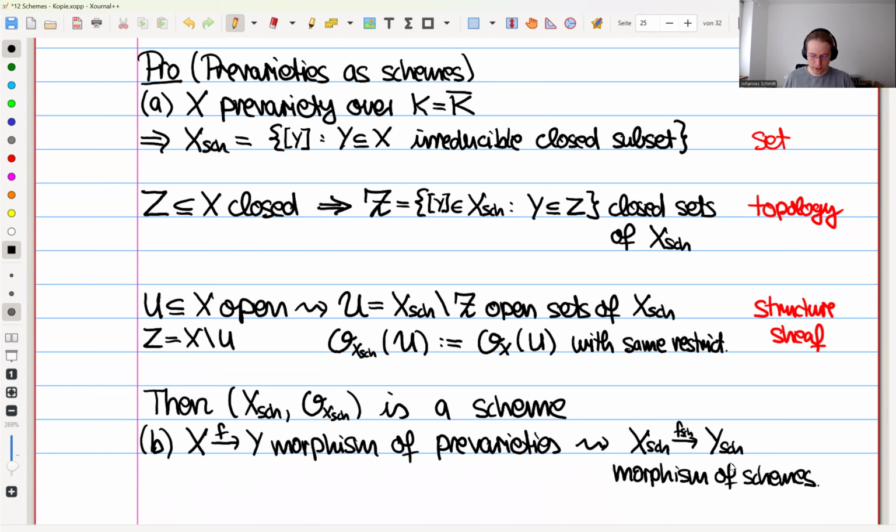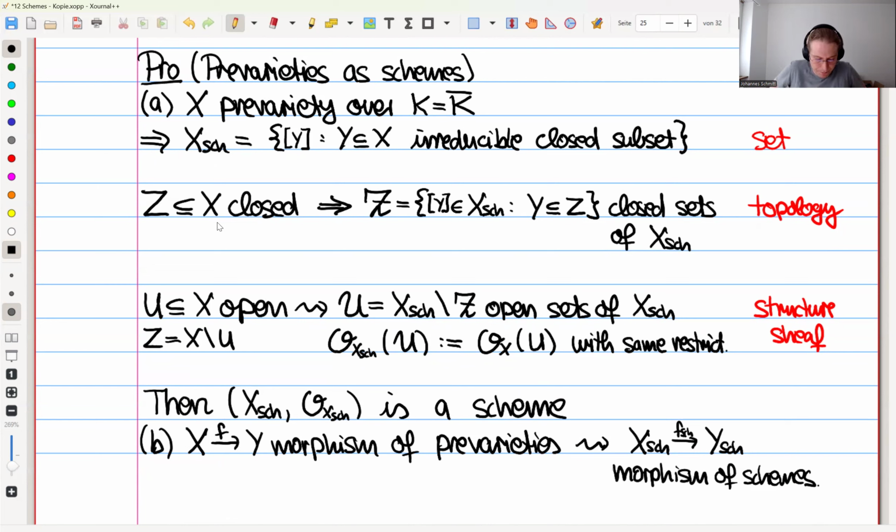Also, I think I don't write this down, but for example, from this representation of the topology, when you look at something like the dimension of X, this is the longest chain of irreducible closed subsets. Because the closed subsets exactly correspond to closed subsets on the other side, the dimension of this X scheme is exactly the same as the dimension of X, for example. That's just a 3-line exercise. And so basically the entire theory that we know, with just a few adaptations, immediately transfers to this language of schemes.